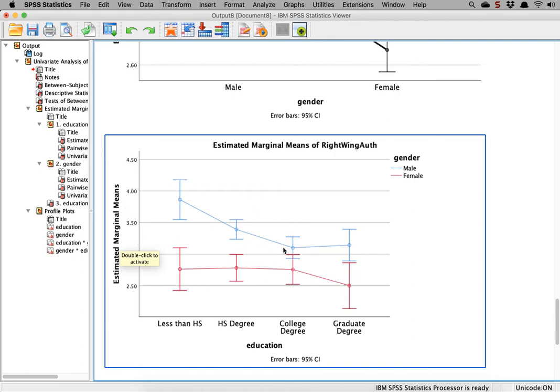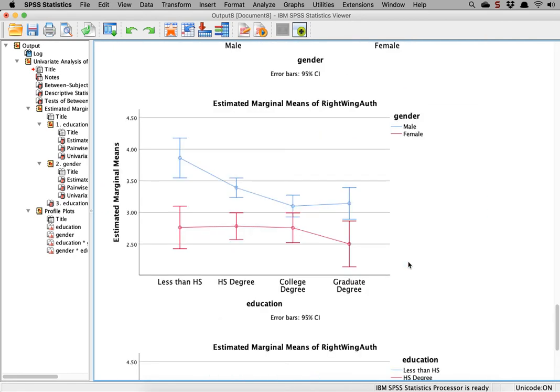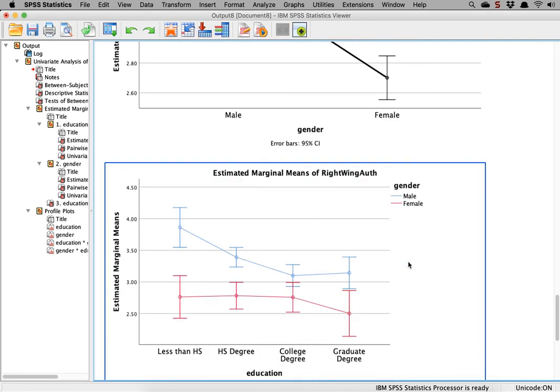But we still want to test that. So the typical term people in the field use is simple effects, or simple main effects, as Field will say. What I really want to do is split this analysis up, where I can look at whether there is truly a main effect for education. Is education really related among the men and really not related among the women? Because this is one possible pattern.